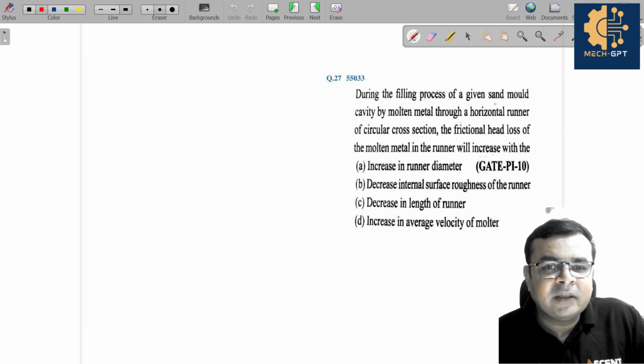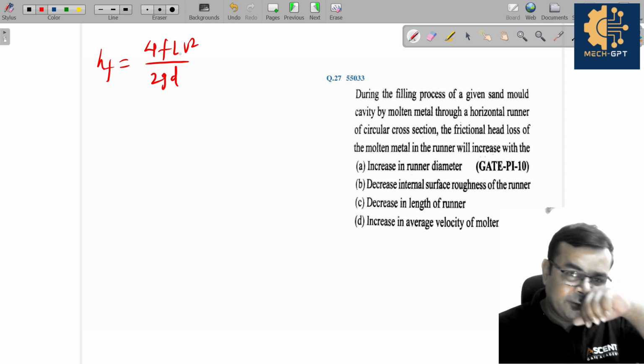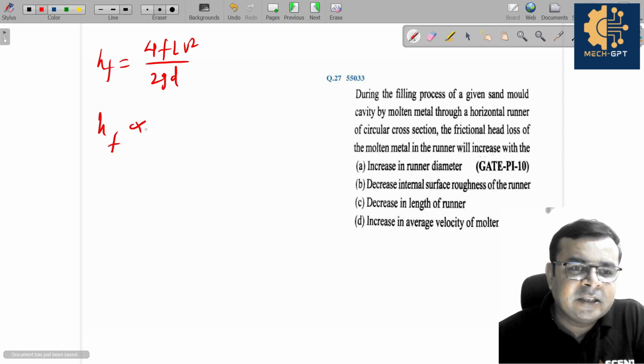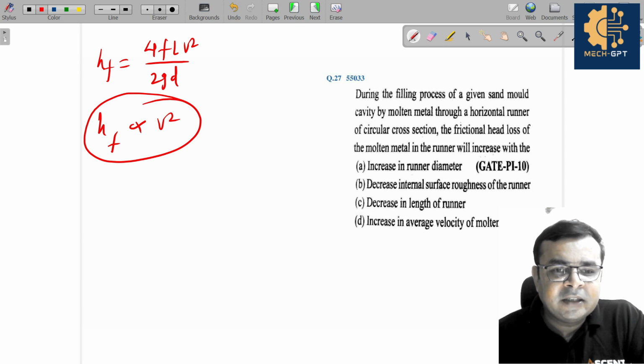During the filling process of a given sand mold cavity by molten metal through a horizontal runner of circular cross section, the friction head loss of the molten metal in the runner will increase with. So as you know, friction loss is nothing but 4FLV square by 2GD. I don't know what the denominator is exactly, but from this we can simply say HF is directly proportional to V square. So increasing the runner diameter, decreasing internal surface roughness of the runner, decreasing length of the runner, increasing average velocity. Yes, increase in the average velocity.